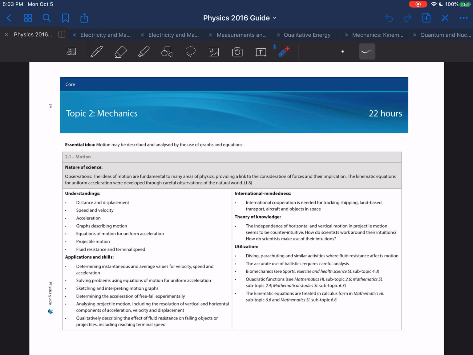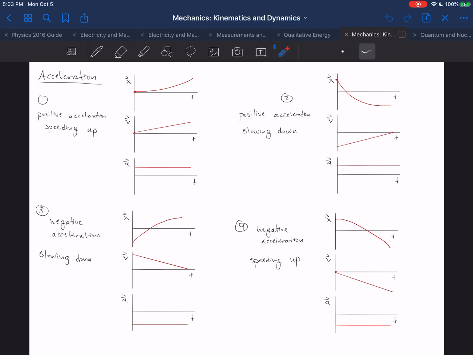Hello everyone. In this video, we will continue to examine topic 2, mechanics, and in particular, topic 2.1, and we will continue to unpack the concept of acceleration. Acceleration can be a really tricky concept. One of the important things to be able to do is to visually recognize graphs and associate those graphs with each other for constantly accelerated motion. So we're dealing with constant accelerations here.